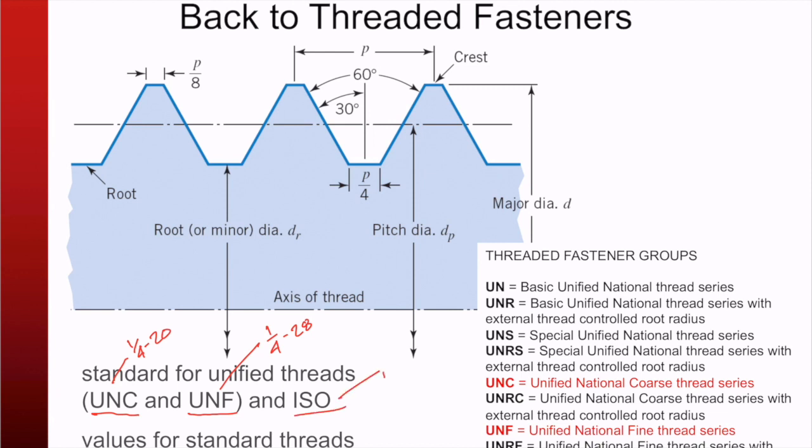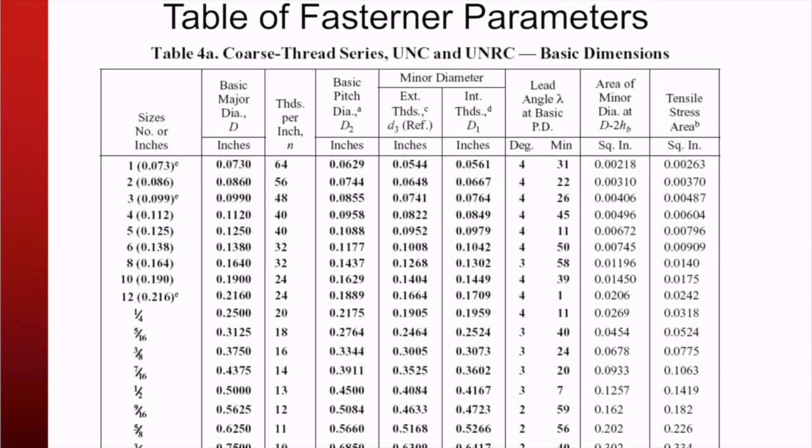And then the ISO threads are typically metric. They'd be like 6 millimeter by 1 millimeter, where this is actually the pitch, and this is threads per inch, TPI. All right. Now, we haven't seen a table yet, so it's about time we see a table. Here we go.